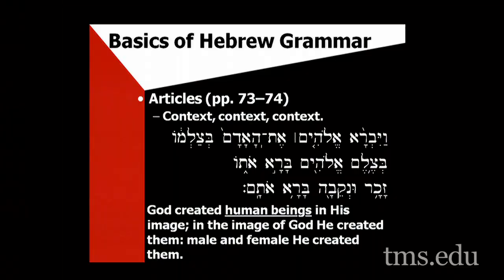But it's mankind, and it's mankind that is in the image of God. The generic use of the article is very significant here. Context, context, context. If you cut off this last part of the verse and forget about it, you could end up with a wrong understanding. You have to look at the context. You have to pay attention to the context.